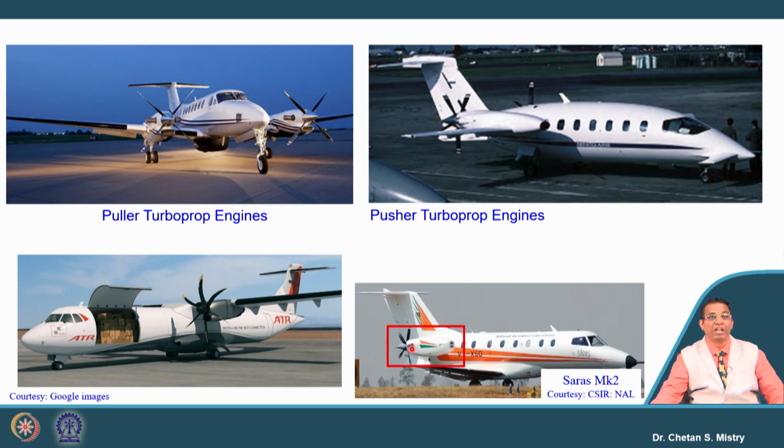So just realize what we mean by puller configuration and pusher configuration. This is basically pushing and pulling of the air. That action is what is used for the generation of thrust. It is the designer's choice. It is decided by the aircraft manufacturers, and later on, according to the requirement of the aircraft manufacturers, engine designers will design their engines.